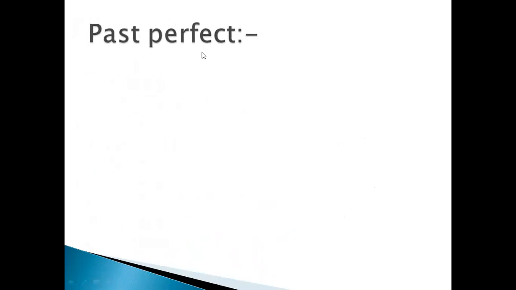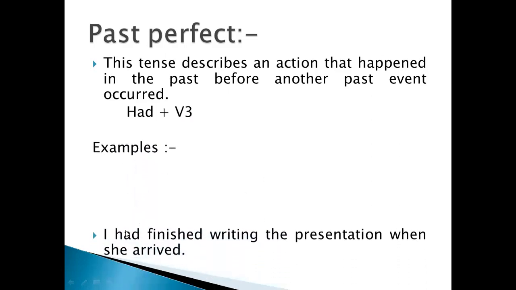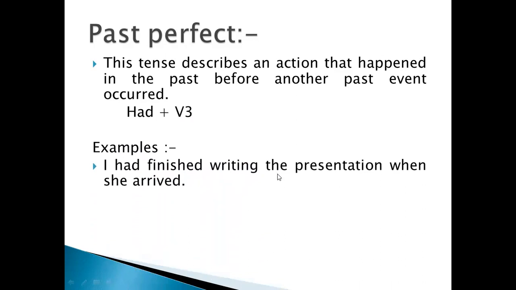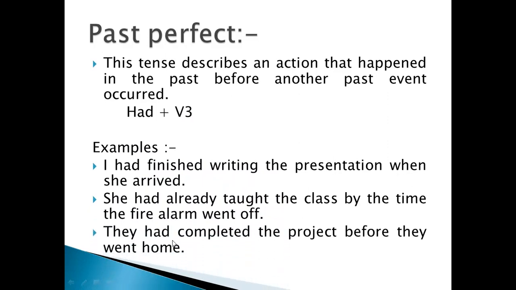Next, we have past perfect tense. This tense describes an action that happened in the past before another past event occurred. Had plus V3 form of the verb is applied in this case. Examples are: I had finished writing the presentation when she arrived. She had already taught the class by the time the fire alarm went off. They had completed the project before they went home.